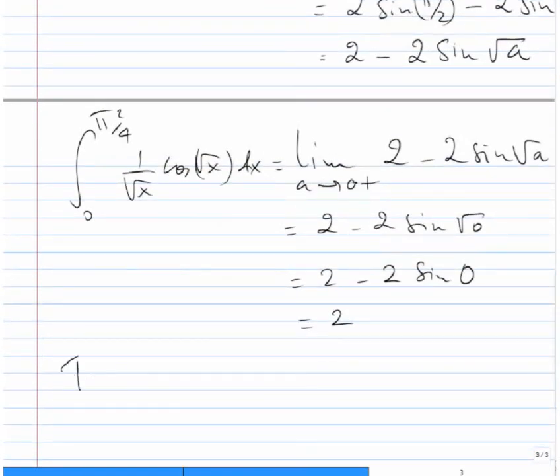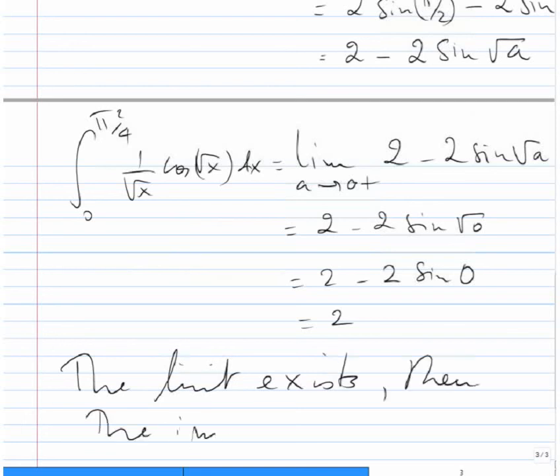Since the limit exists, then the improper integral is convergent. Not only is it convergent, we do have also the value of the improper integral. And this is something that tests of convergence will not give you.